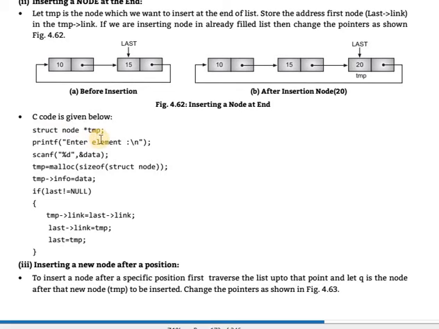Struct node temp, a pointer variable, is taken. Enter the element; the data will be stored in a data variable. The malloc function is called, meaning memory allocation is done at runtime. Again the data is stored in temp's info field. The temporary value is stored. If the last node is not equal to none, the condition is true. Then the last link is assigned to the temp link, temp is connected to the last link, and temp is considered the last element of the list.